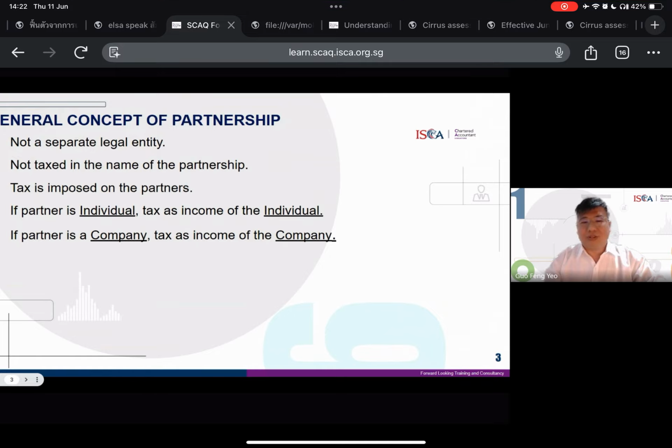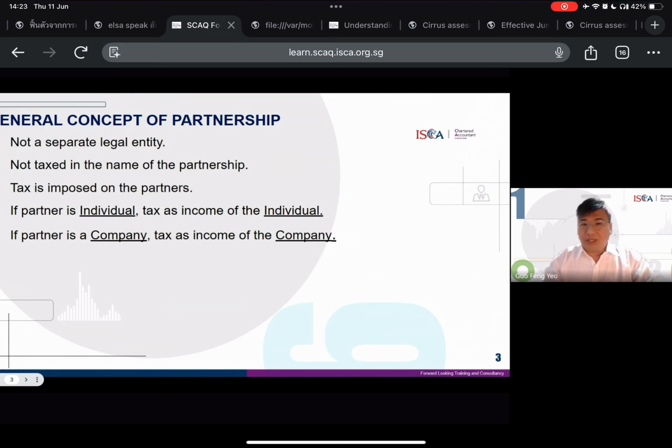Coming back to the general concept of partnership, the first rule you have to remember is a general partnership is not a separate legal entity. What does this mean from a taxation perspective? It is important to note that when we say a general partnership is not a separate legal entity, it means that the general partnership will not be taxed in its own name. In other words, it is what we call a see-through entity for tax purposes.